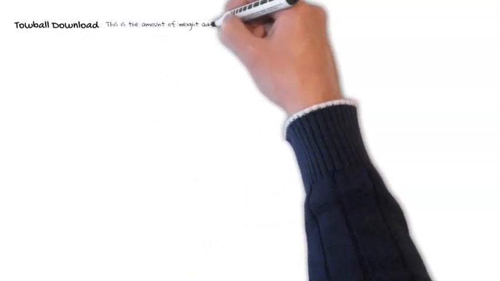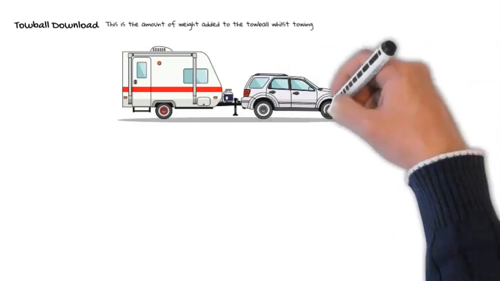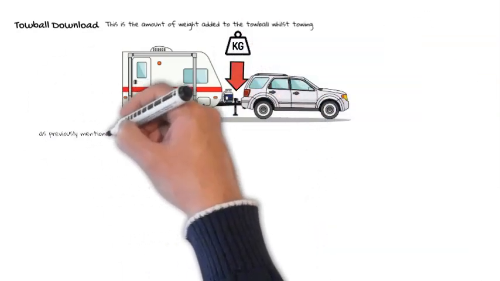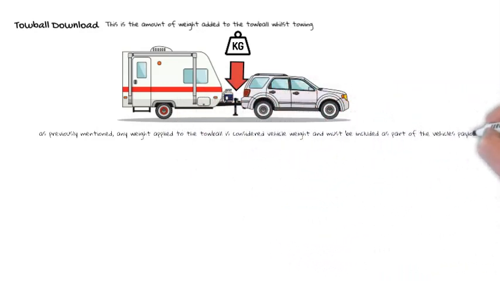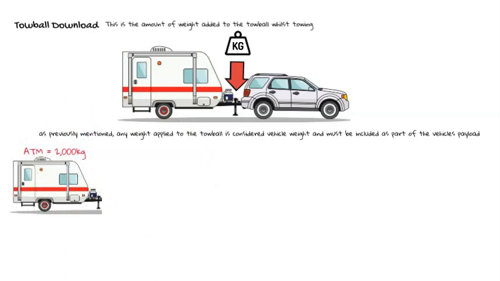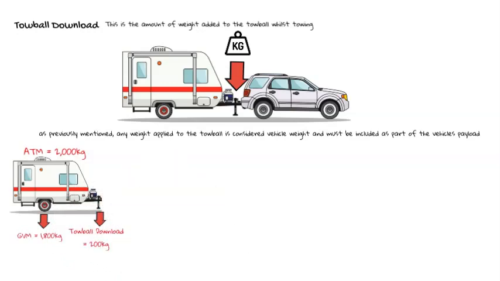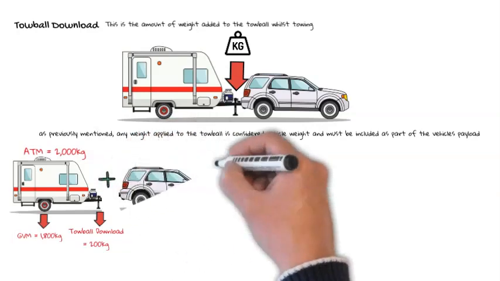Tow ball download. This is the amount of weight added to the tow ball whilst towing. As previously mentioned, any weight applied to the tow ball is considered vehicle weight and must be included as part of the vehicle's payload. Notice that the overall weight does not change, but only how the weight is distributed.